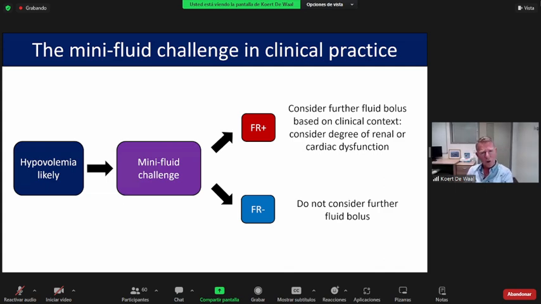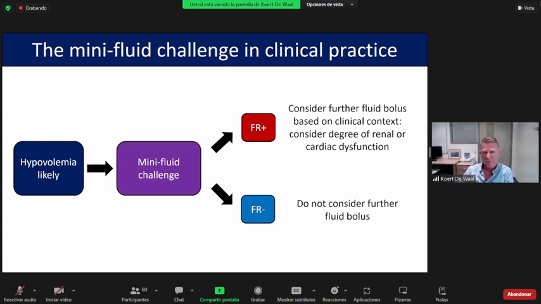This is what it would look like if it is beneficial and you can manage this. You do a mini fluid challenge in clinical practice. If hypovolemia is likely, particularly relative hypovolemia, you do a mini fluid challenge. If that is positive, you consider further fluid boluses based on the clinical context, which means you need to consider the degree of renal failure or cardiac dysfunction in that decision making. However, if the patient is not fluid responsive, you do not consider a fluid bolus at that time.